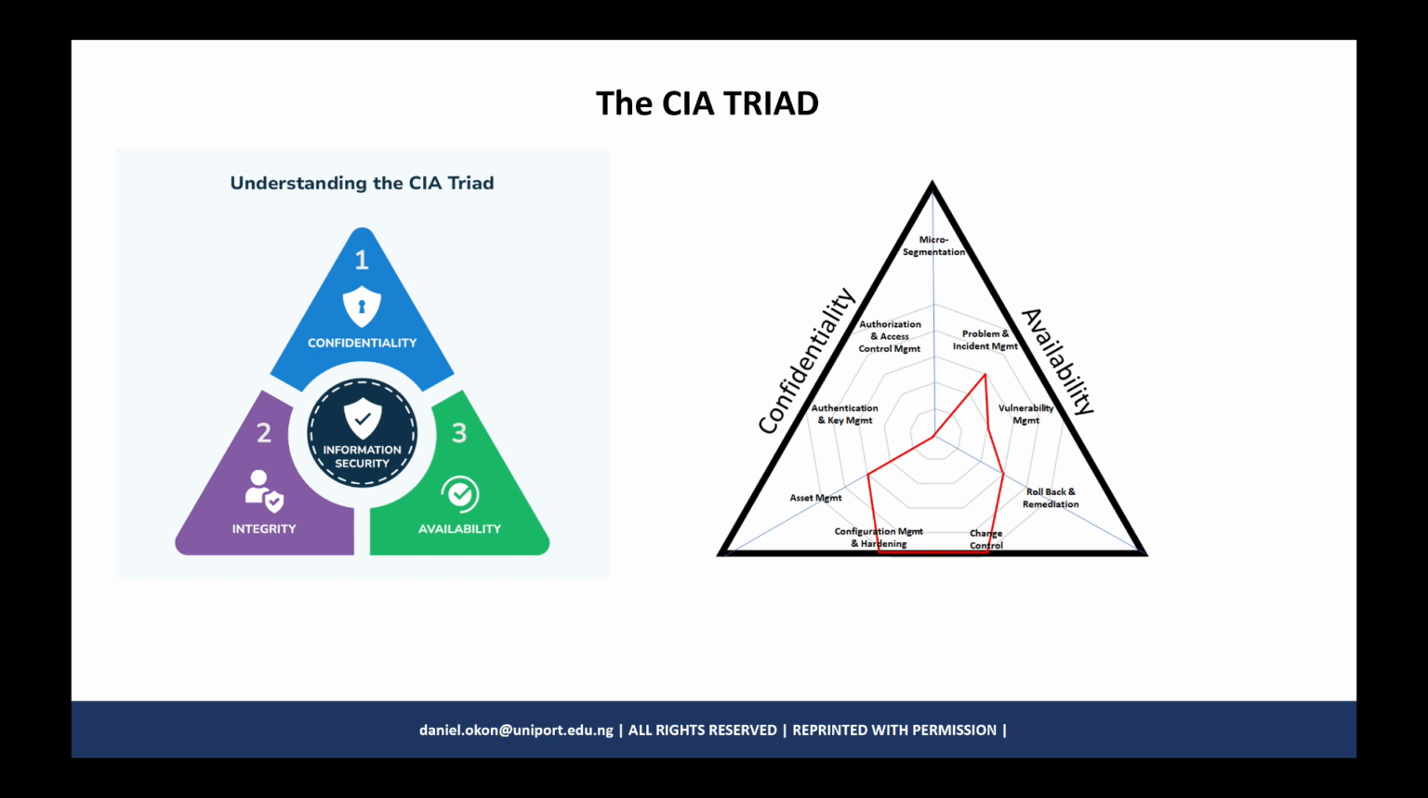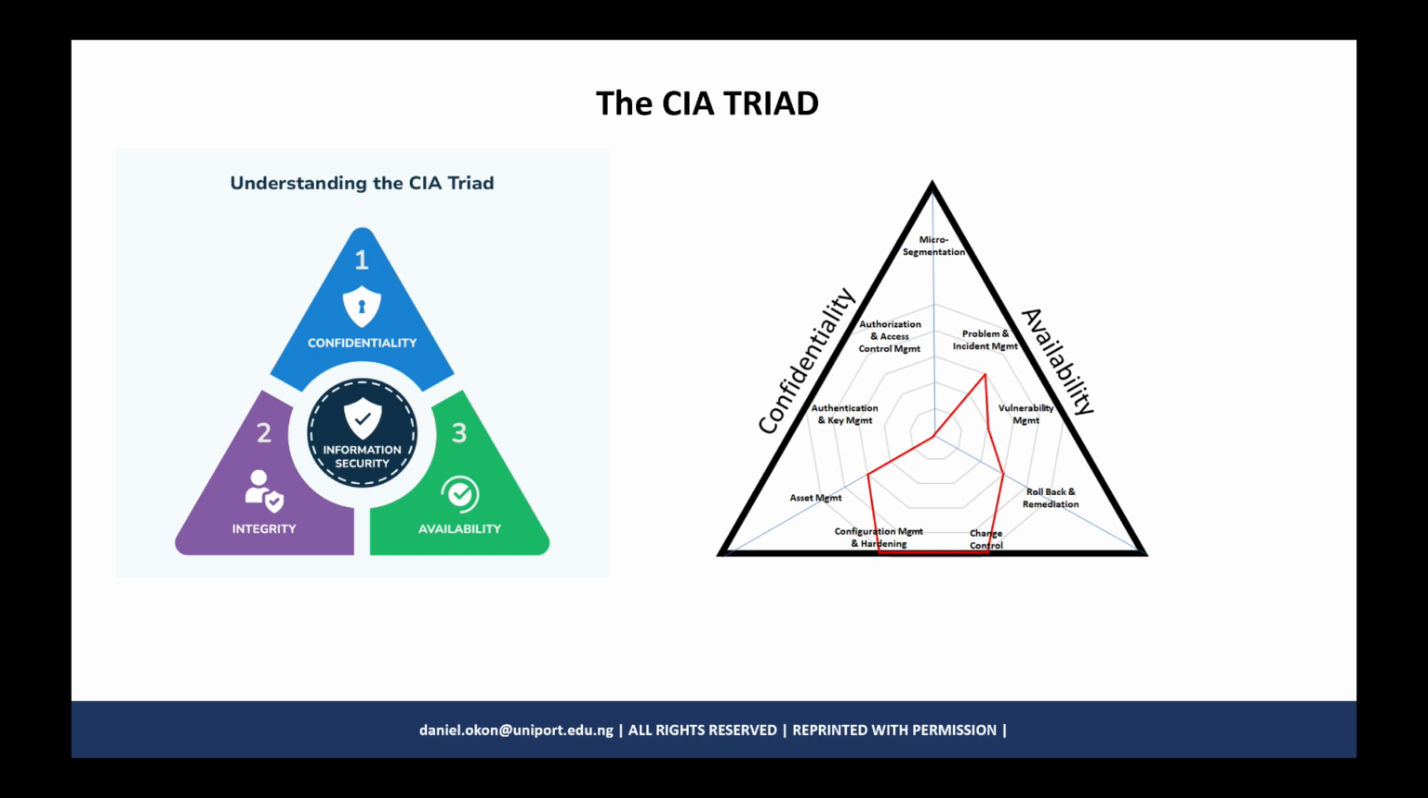Now we are going to look at what we call the CIA triad. When we are talking about the CIA triad, this is a characteristic of cybersecurity. We also call it the CIA triangle, and the CIA triangle means confidentiality, integrity, and availability. Please take note of that.